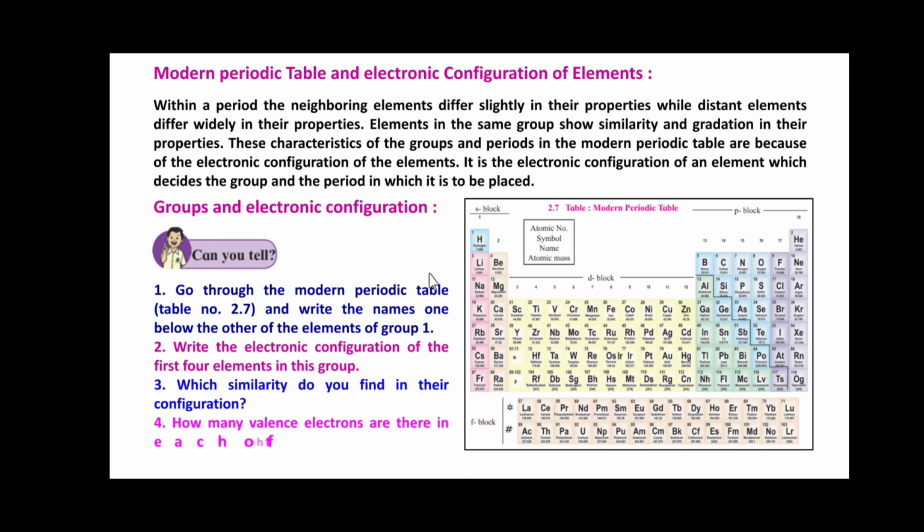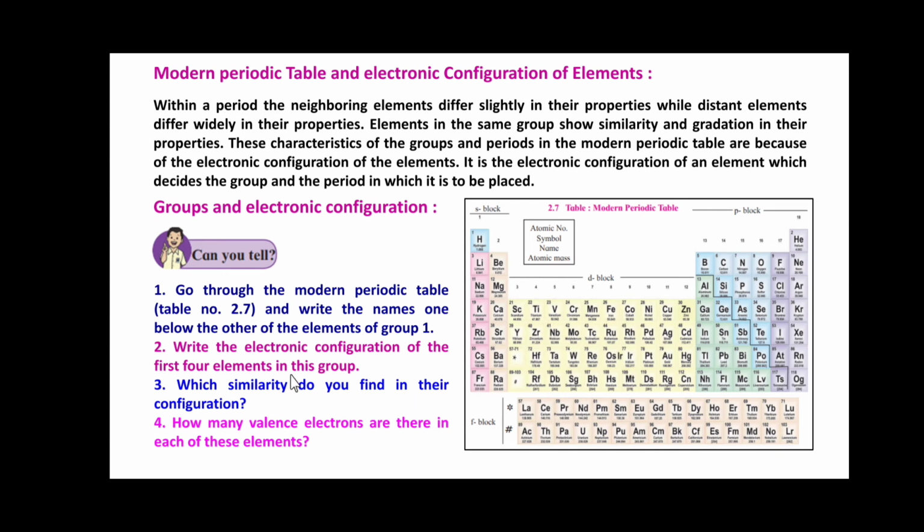You could see from group 1 that the elements are hydrogen, then lithium, sodium, potassium, then rubidium, then cesium and francium. Here you must know that hydrogen is not considered an alkali metal even though it is placed above lithium in the periodic table, as it is not a metal.